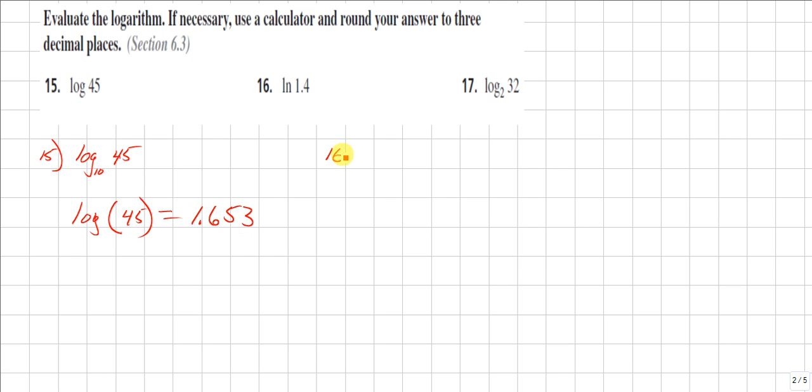Number 16, now I'm going to use my natural base logarithm key. And so I have ln of 1.4. We would close the parentheses in the calculator. And I've got 0.336.